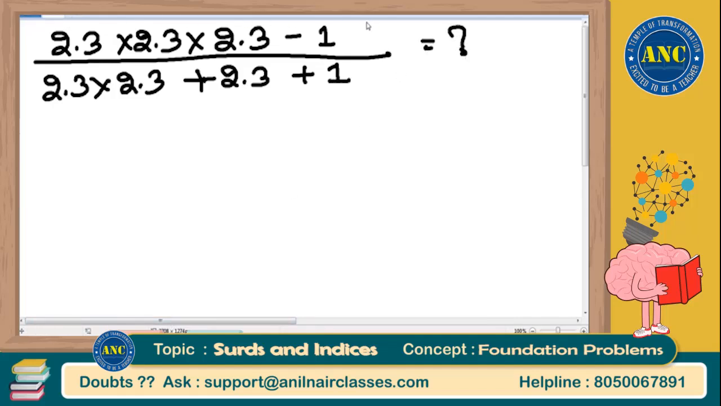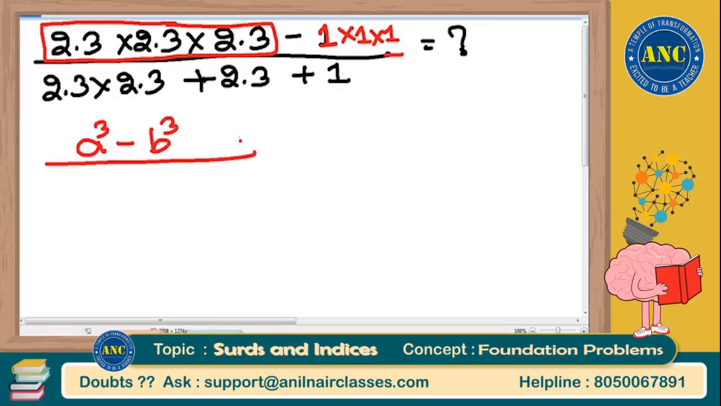Now listen carefully, sir. Same logic. 2.3 is multiplied 3 times, so this is nothing but a power 3. This is a power 3 minus 1, which is written only 1 time. But I can also write 1 as 1 into 1 into 1, 1 multiplied 3 times, b power 3. So 2.3 I already called a. It is multiplied 2 times, a square. 1 I already called b. That also I can write multiplied 2 times, b square.